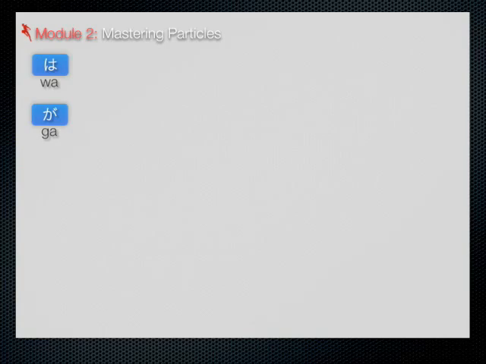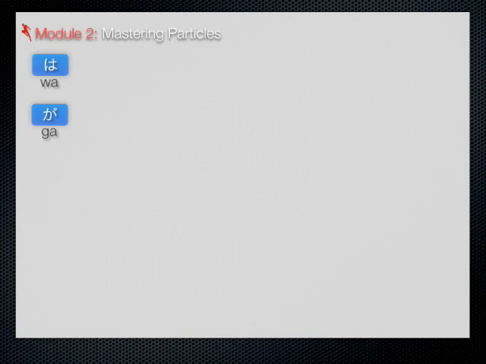Alright, so let's start off with wa and ga, which I would argue are probably the most basic particles for sentences. And they are your subject markers. What makes these two particles difficult is that they're both subject markers. So a lot of people say, well, when do I use which one? When do I use wa and when do I use ga? That's a great question. So hopefully I'll be able to clear it up for you in this summary here.